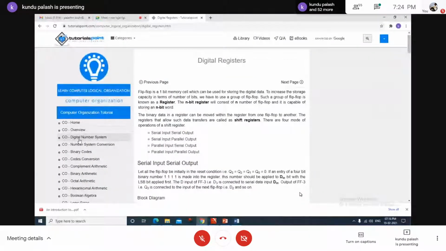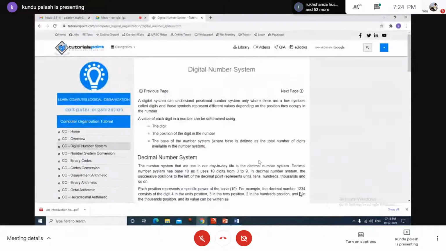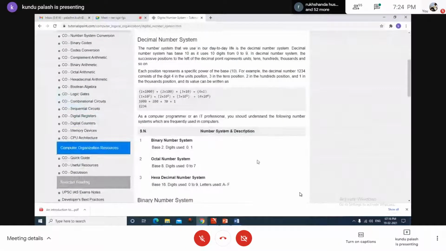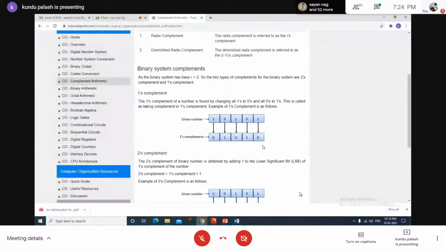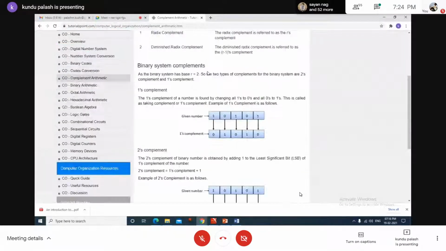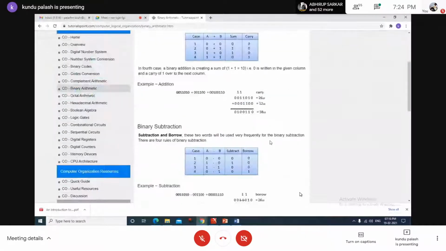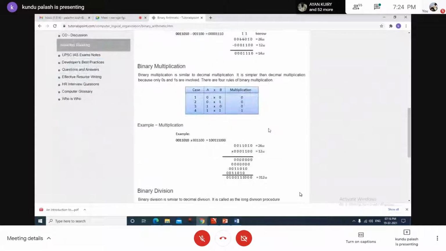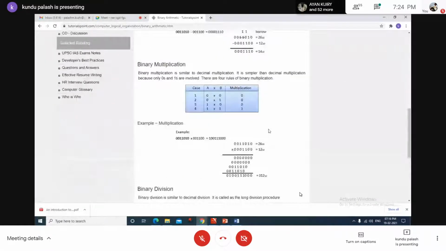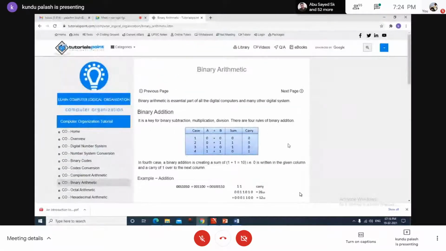So digital number systems, how the arithmetic logic unit and complement arithmetic work in a number system, you can go through. In binary arithmetic, what is addition, unsigned and signed addition? You can follow this logic and understand. Even without going through a book, you can go through this site, Tutorials Point.